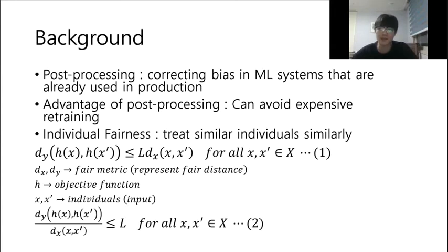Equation 1 says the distance of output is smaller than the distance of input multiplied by L. By changing equation 1 to equation 2, we can see that individual fairness means there exists a bound on the gradient of the objective function.